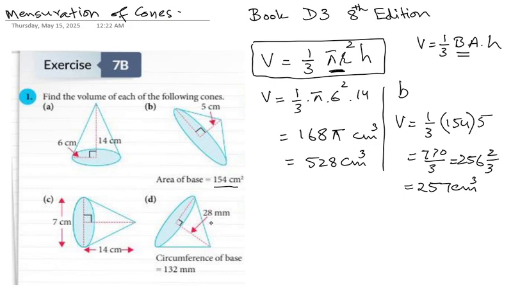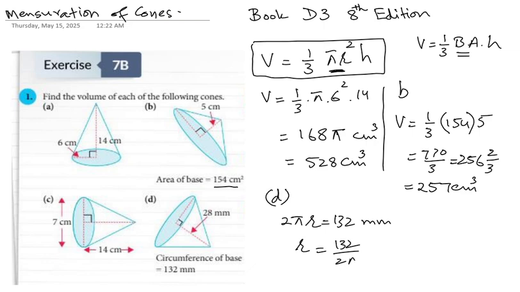And in part D, we are given the height and circumference of the base. First of all, as you are given the circumference of the base, find the value of r. We have to find r because we need it in the formula of volume. The circumference of a base is circular, so circumference is 2 pi r, and this is equal to 132 millimeters. You can solve this by making r the subject of the formula.